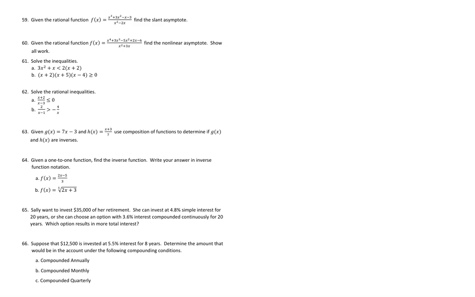Okay, number 59. Given the rational function f of x equals x cubed plus 3x squared minus x minus 3 over x squared minus 2x, find the slant asymptote. So what we need to do is use long division to pull out whatever we can from the numerator, and that will represent that asymptote, and the other portion that's left will end up going to 0.